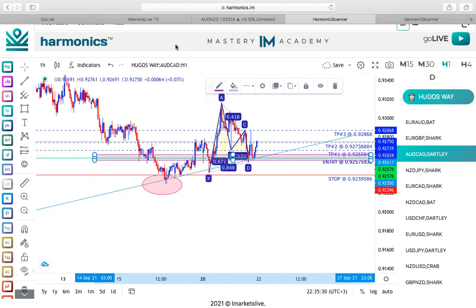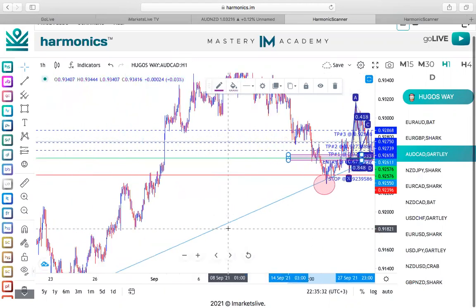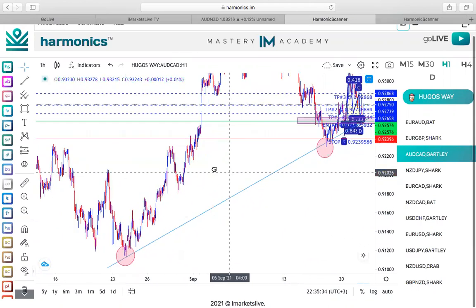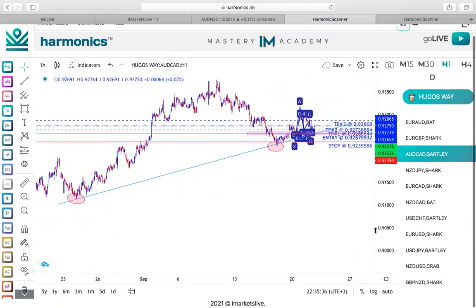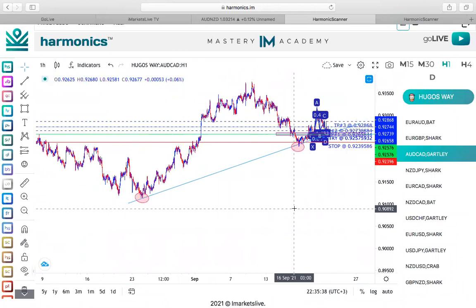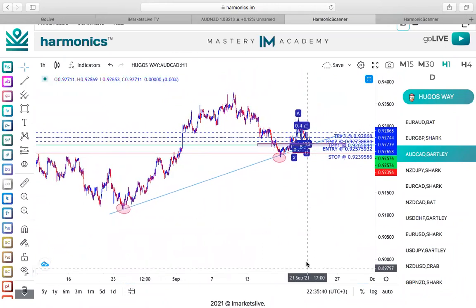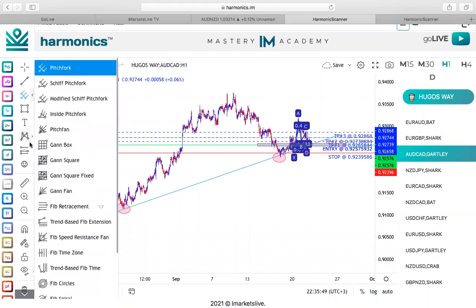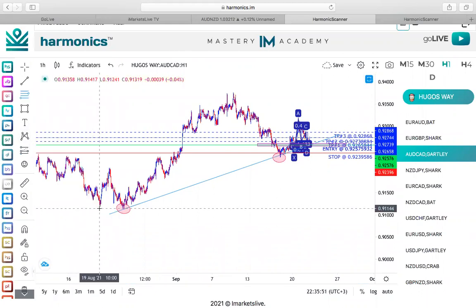So since I'm in an uptrend, am I going from low to high or am I going from high to low? Low to high. All right, cool. So I'm going to my fib retracement and I'm starting at this low.